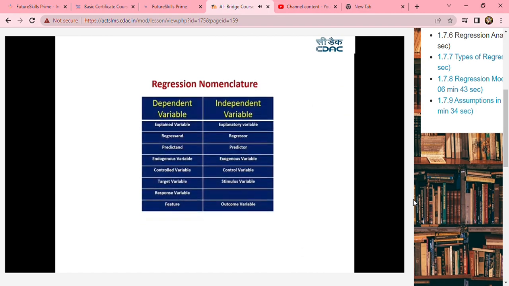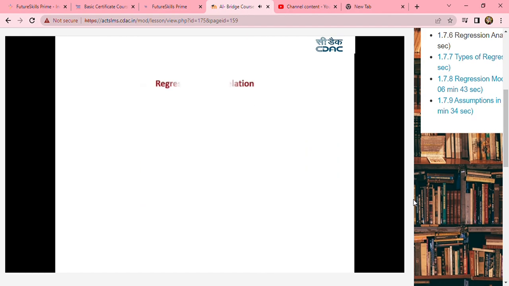There are certain nomenclatures followed for the dependent variable and the independent variable. Some researchers call them explained variable or explanatory variable, some call it regressand or regressor, some call it predictand or predictor, some call it endogenous and exogenous variables, some call it controlled or control variables, some call it target variable or response variable and stimulus variable, and some call it feature and outcome variable. So don't get confused by this terminology.